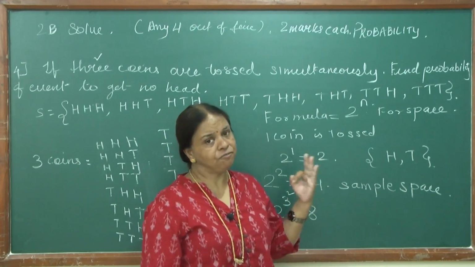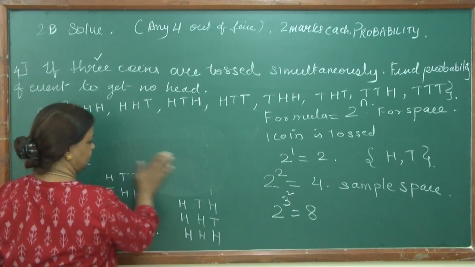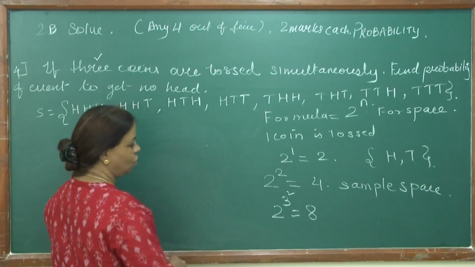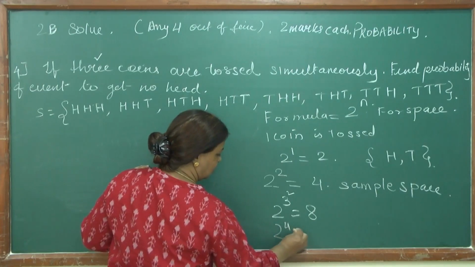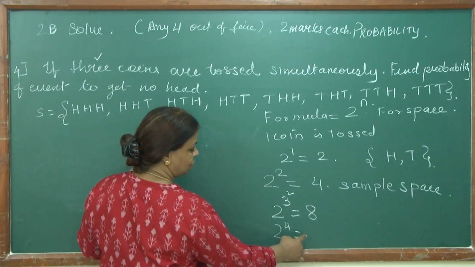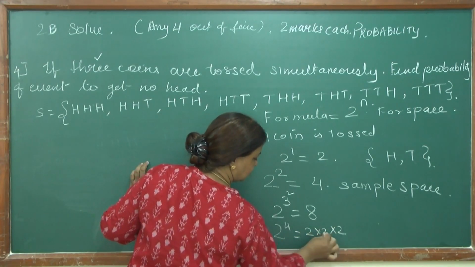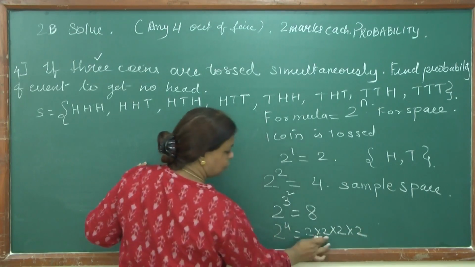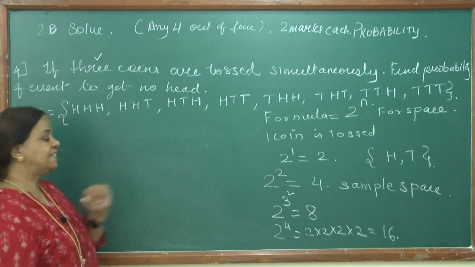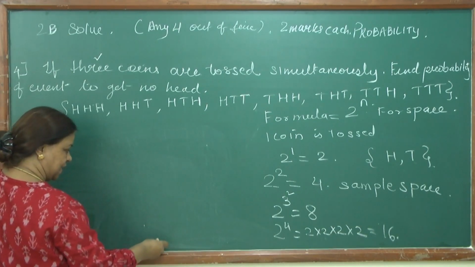If there are 4 coins, what will be the sample space? Let me rub it. First of all, if 4 coins are tossed, 2 raised to 4 means 2 2s are 4, 2s are 8, 2s are 16, that is 2 four times. So what sample space would be there? 16. So I need to write down 16 sample points.